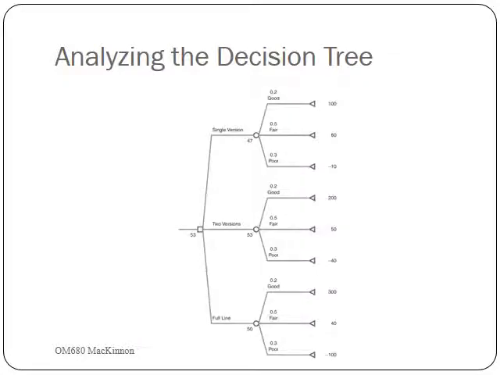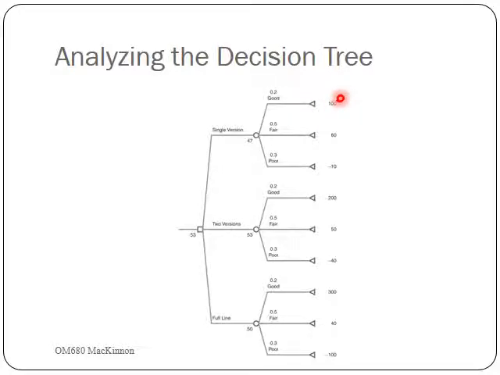So here's our decision tree, the decision tree version of the payoff table that we've been looking at. Over here on our left is a square box. This represents a decision node. Our decisions are, do we do a single version, two versions, or a full line? The circles represent chance nodes: good, fair, and poor markets. And then finally the payoffs at the end of the tree. The triangle represents the end of the tree.